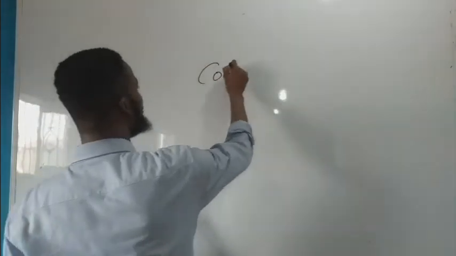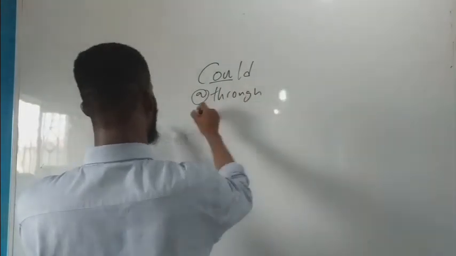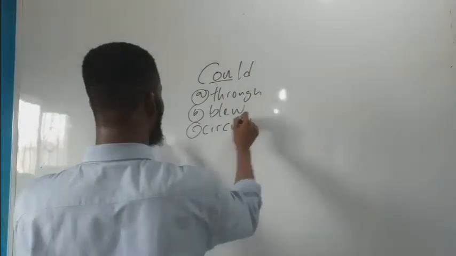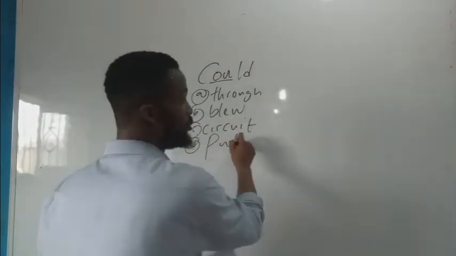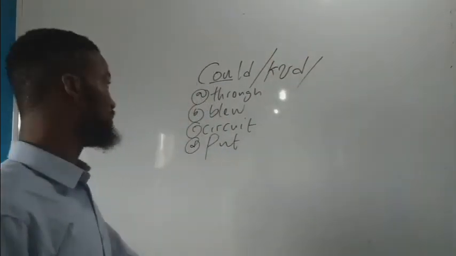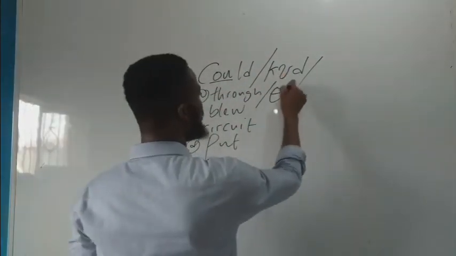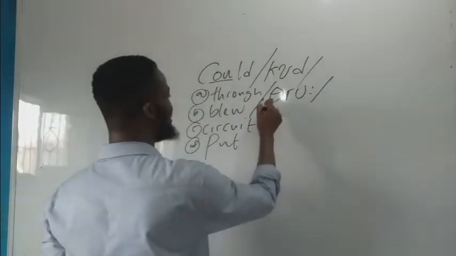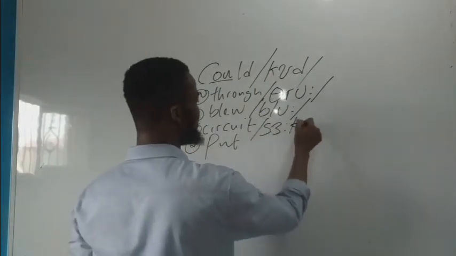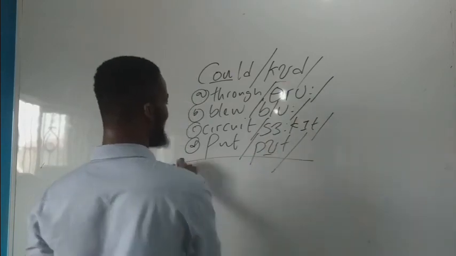Question is C-O-U-L-D, and this is underlined. Option A, we have T-H-R-O-U-G-H. B, we have B-L-E-W. C, we have C-I-R-C-U-I-T. And option D, we have B-U-T. The first one is pronounced as could. I pointed it out the other time that L will be silent and this will be short. This is called through. Through is a long O sound. This is blue. And here we have circuit. And this here is called put. So this is what we're looking for. This is the final answer.